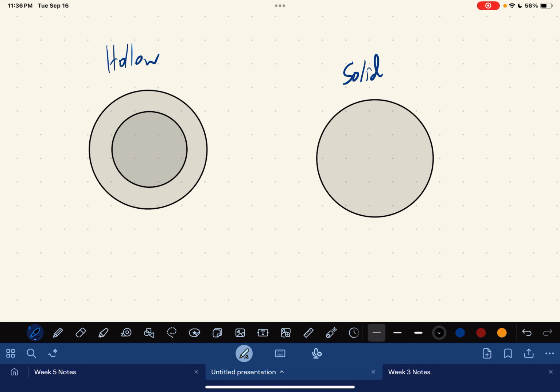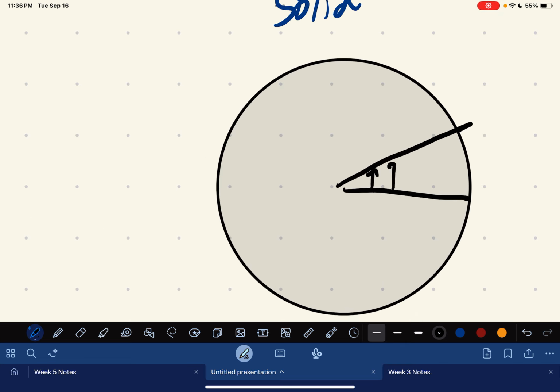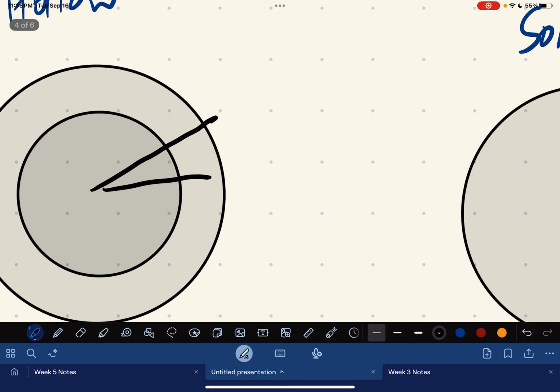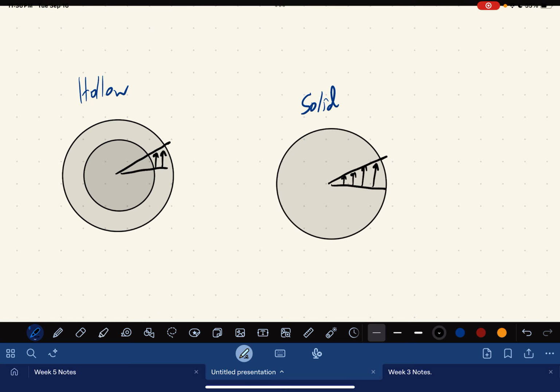So essentially, let's look here. We have this, and this is just a section of our shear stress, and our solid one, right? We have about this much shear stress. Here we only have shear stress on this outer region, and so that's kind of why the hollow pipe has more torsional rigidity than the solid one.